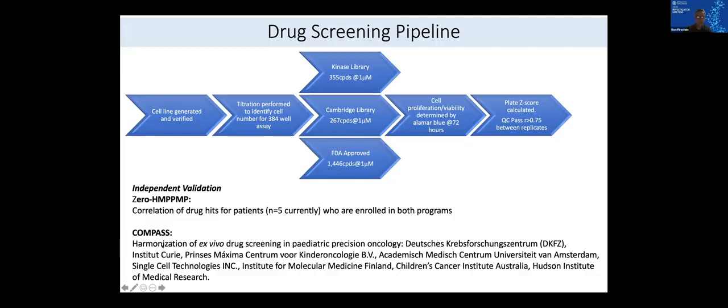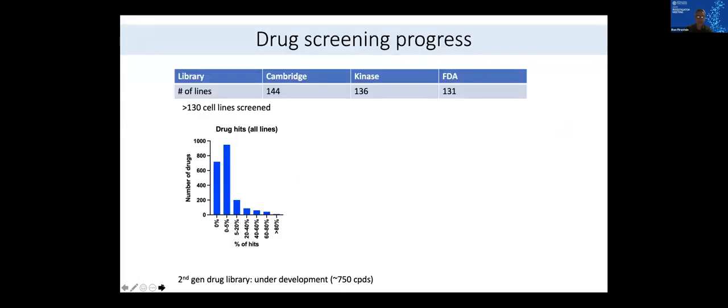We've also joined in the past couple of years a worldwide effort called COMPASS, which is a consortium of different programs around the world doing ex vivo drug screens in pediatric cancer. You can see the members here, and this is really to harmonize our efforts so that we make sure that we're all doing the screens in the same way.